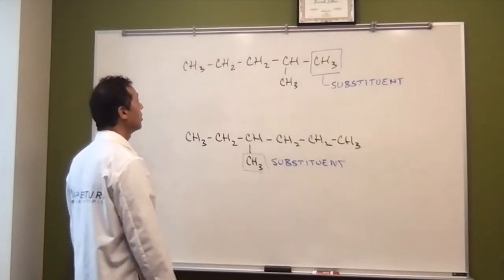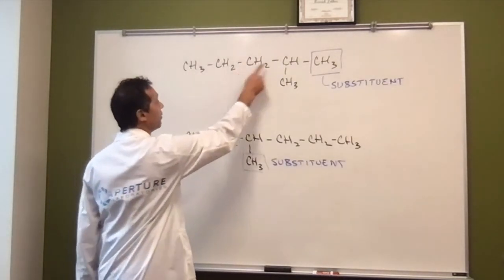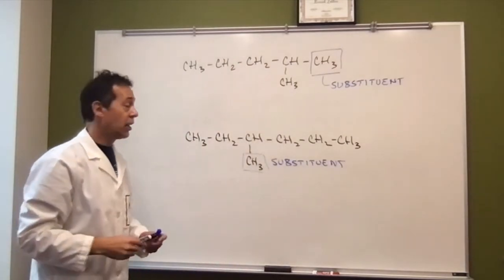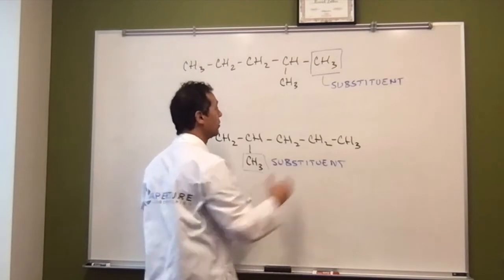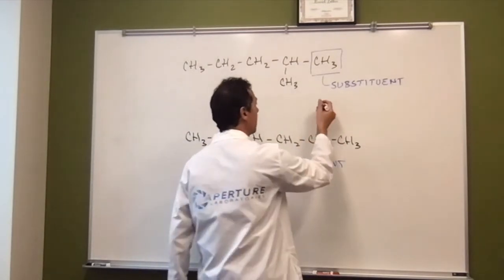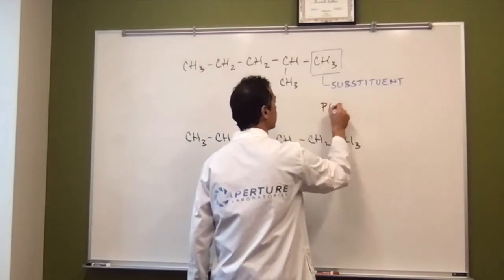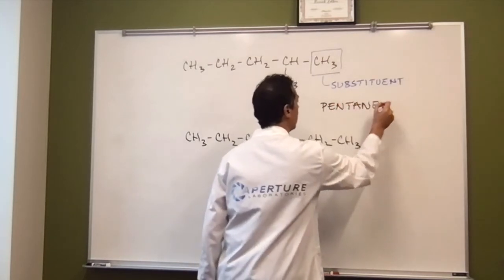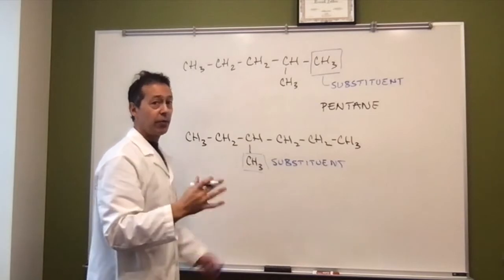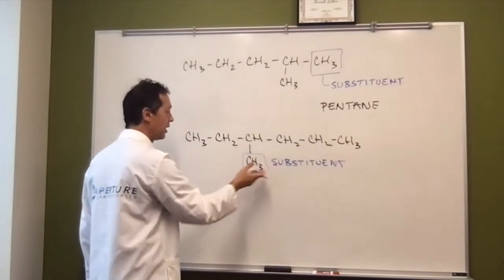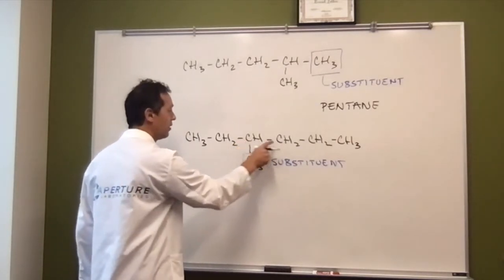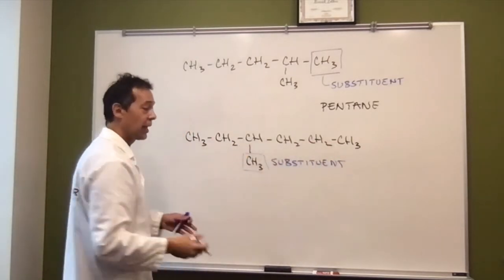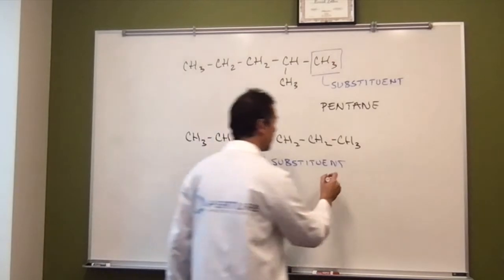Our rule number one is find the longest carbon chain. So the longest carbon chain is 1, 2, 3, 4, 5. 5 carbon atoms. So we look at our cheat sheet, and 5 carbon atoms is going to be pentane. So this will end up being blah, blah, blah, something pentane. And this one here is going to be 1, 2, 3, 4, 5, 6 carbon atoms. It'll be blah, blah, blah, hexane.